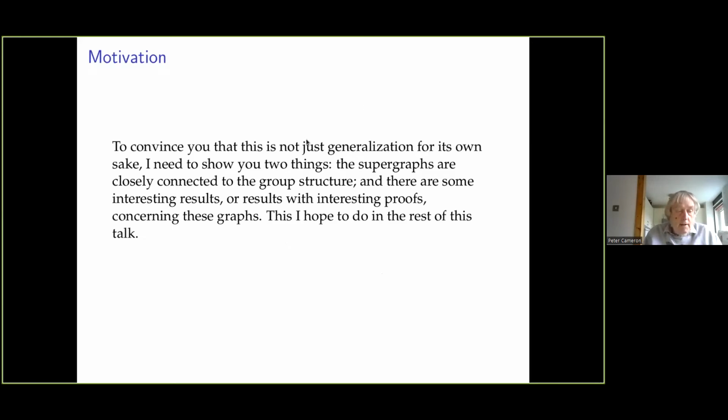And I better prove something about them. Otherwise, you could say this is just generalization for its own sake. And I want to try to convince you of two things. Firstly, that they are closely connected to the graph structure. And secondly, there's some interesting mathematics that can be done investigating them. So those are my two aims in the rest of the talk.